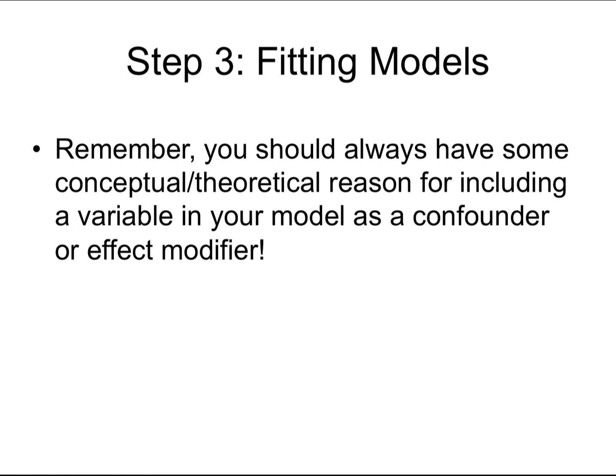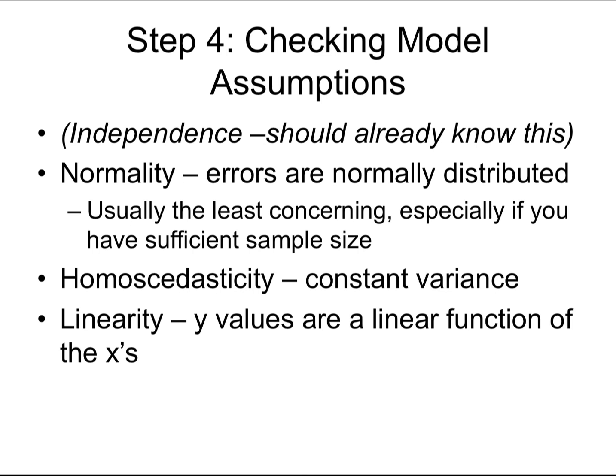Remember that you should always have some conceptual or theoretical reason for including a variable in your model as a confounder or effect modifier. Once you've decided on a final model after following the steps that we've just discussed, you should then check your model assumptions. We went over how to check these with residuals and QQ plots in the first tutorial that focused on simple linear regression, but the same process is used for multiple linear regression. So you can check that video out for more information about how to check these assumptions. And as a side note, normality is the least concerning assumption to violate, especially if you have a large sample size.